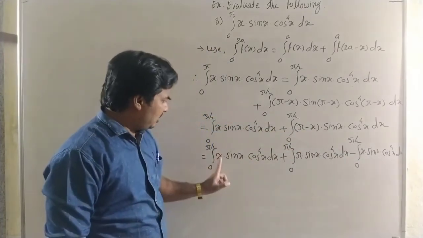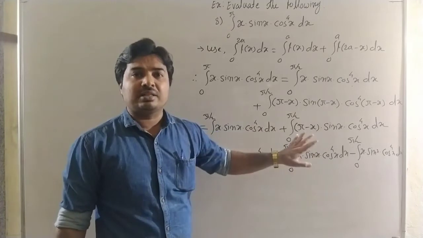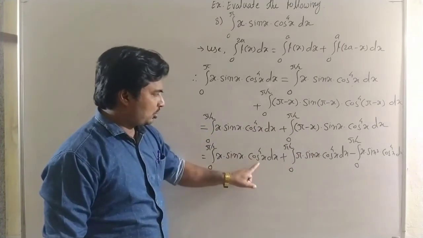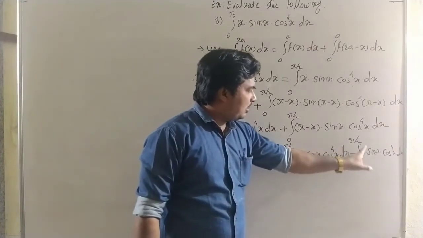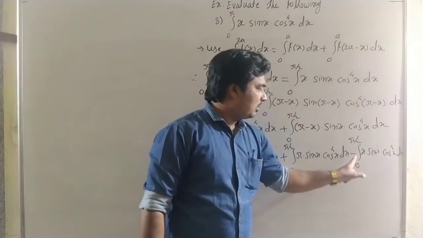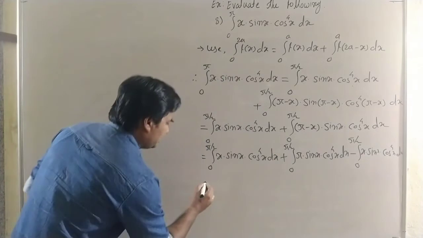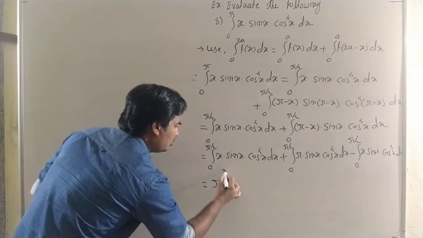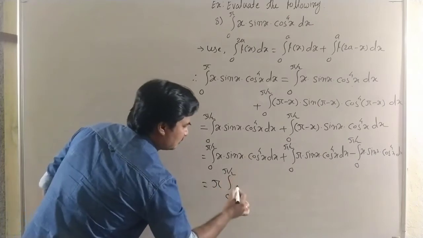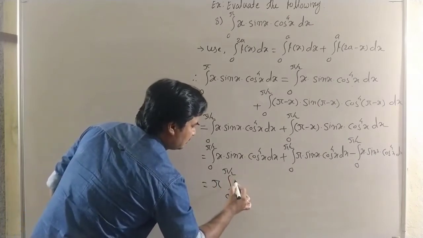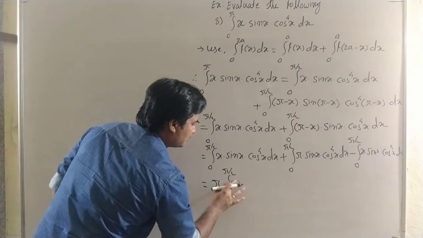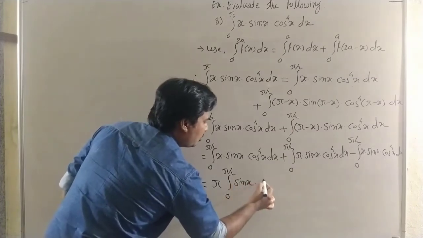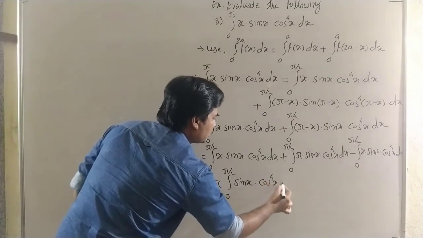When we separate the integral, the first and last terms get cancelled. It is integral 0 to pi by 2 x sin x cos to the power 4, and integral 0 to pi by 2 x sin x cos to the power 4, but it is minus. So we get only this term: pi into integral 0 to pi by 2 sin x into cos to the power 4x dx.